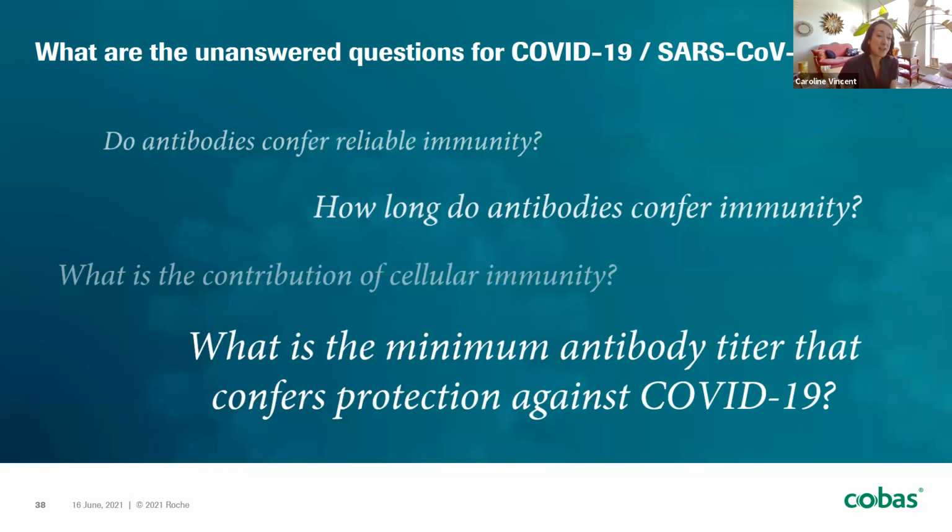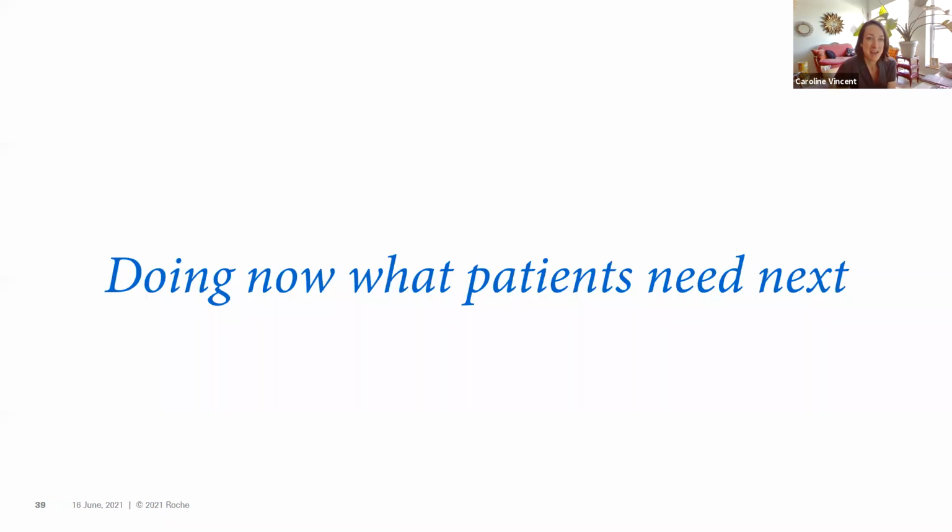And then I think one of the key questions right now, the most burning one as we're gaining more data around antibody production, is really what is that minimum antibody titer that would be required to confer protection against COVID-19. This is an area of ongoing investigation, and hopefully we'll have more answers soon. So this completes my presentation. I see we have a few minutes left, and I will be happy to take any questions you might have at this point.